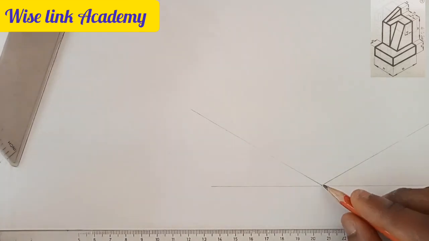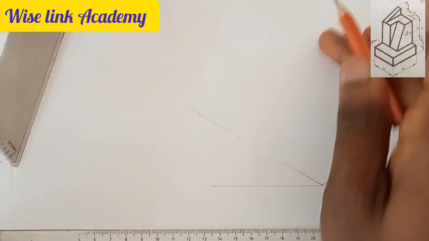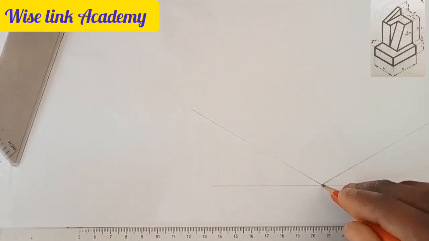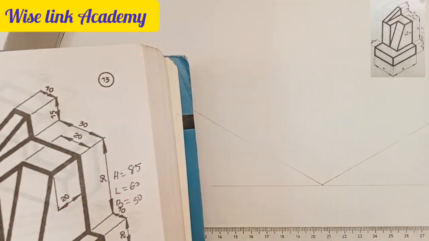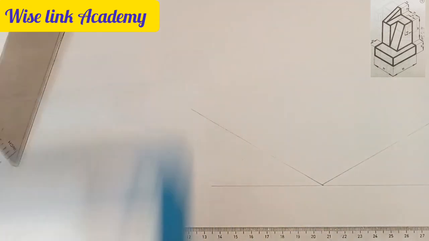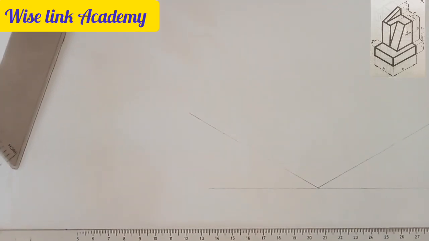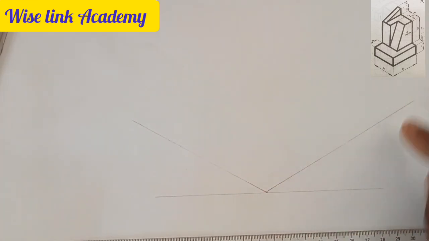Do not forget I said from here to here, this is our length, this is our breadth, and the height will come from here. As we said earlier, from here to here is my length, as you can see. So the length is 60. So I'll measure 60 from here to here. Let me show you what I'm doing.